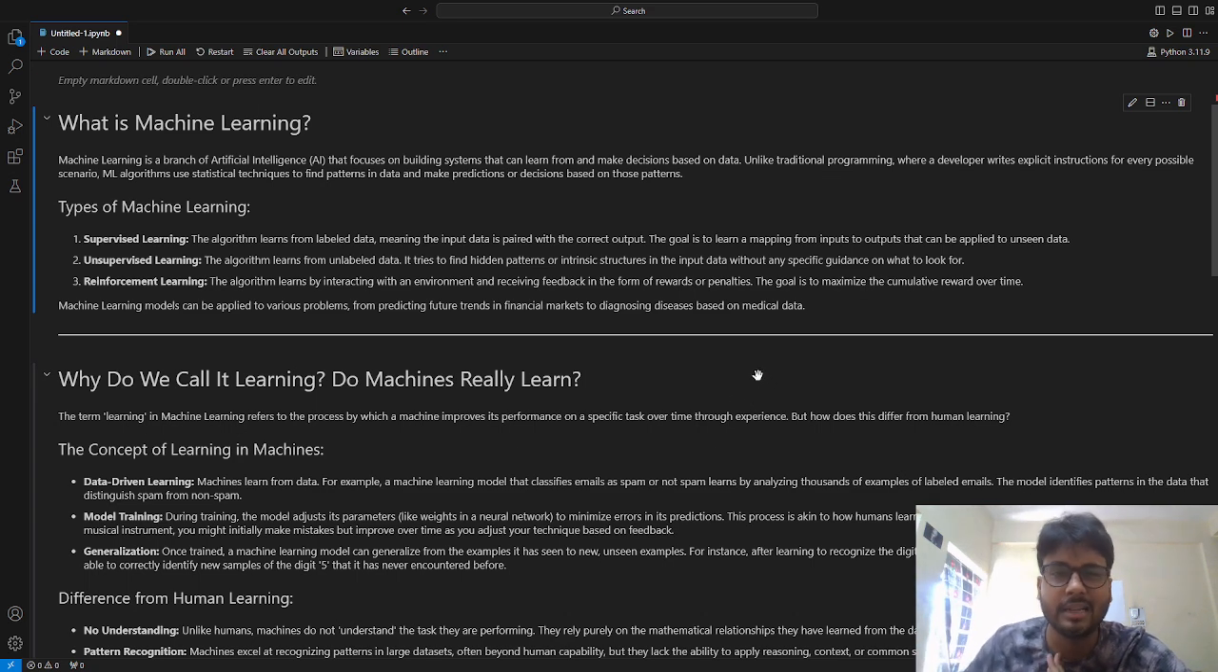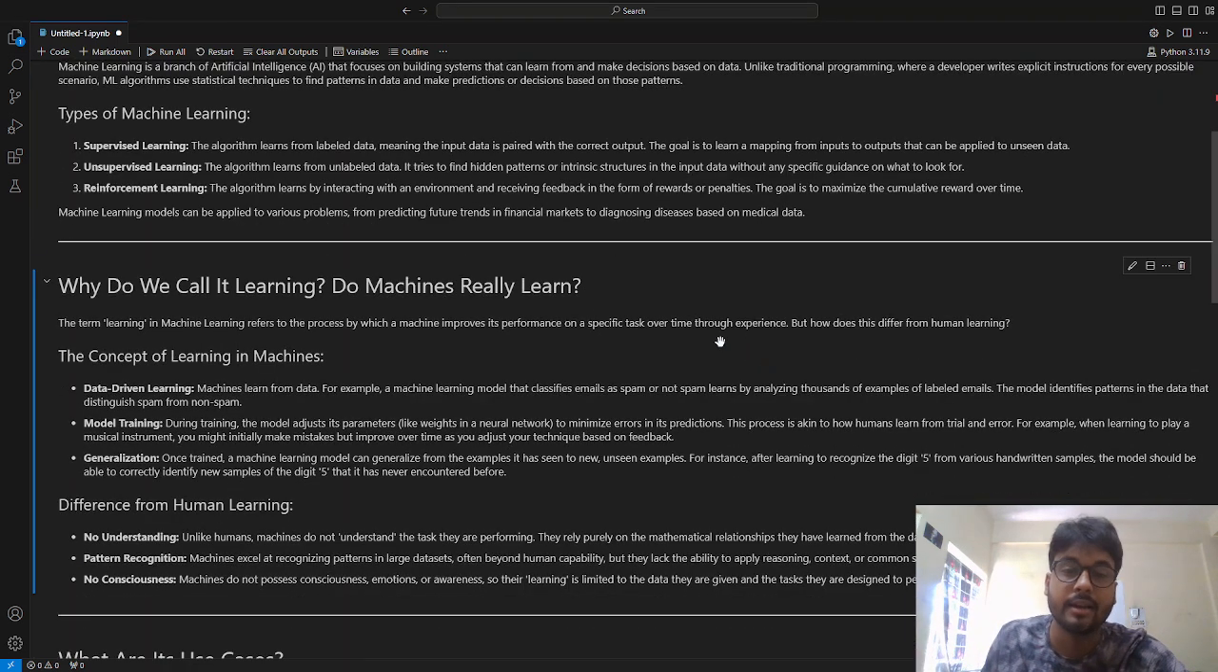So these are the three main types of machine learning that we have: supervised, unsupervised, and reinforcement learning. Right. So next comes the question: why are we saying machine learning? Why is learning being used? Learning is to learn something, to understand something. Does a machine basically learn, read something? So the answer is yes.